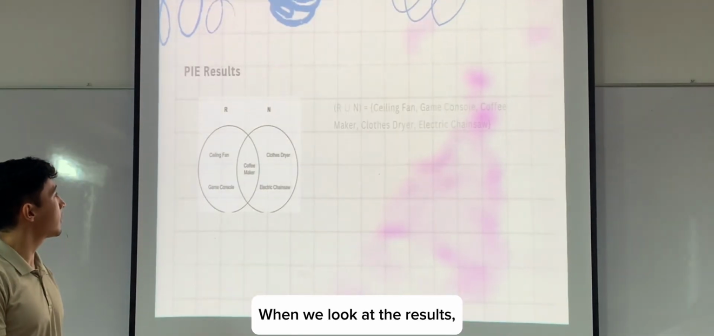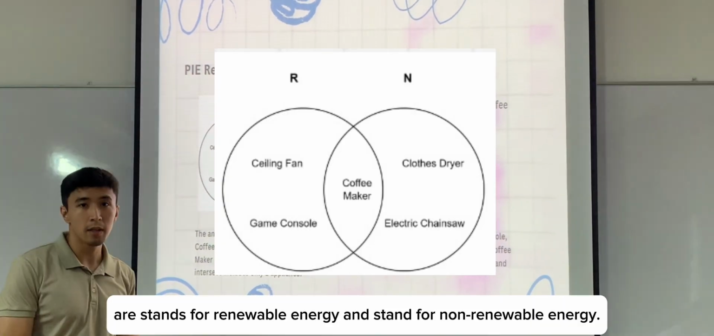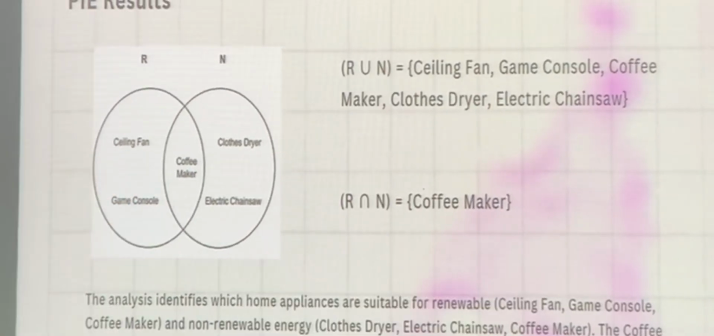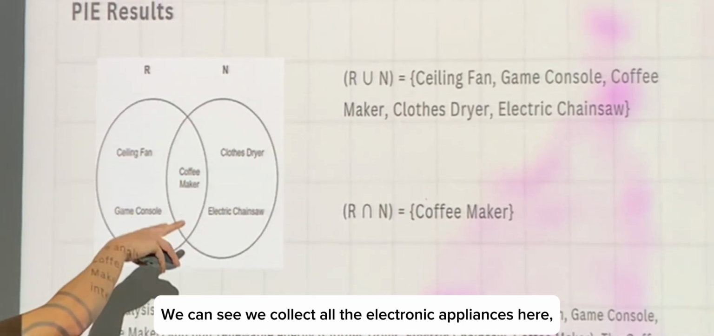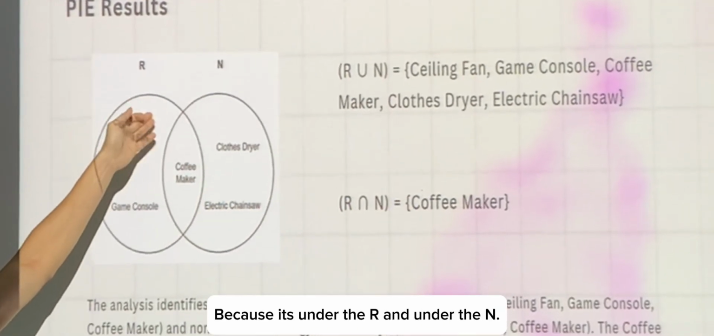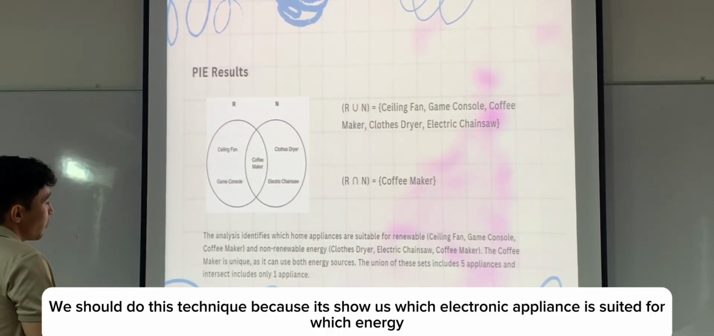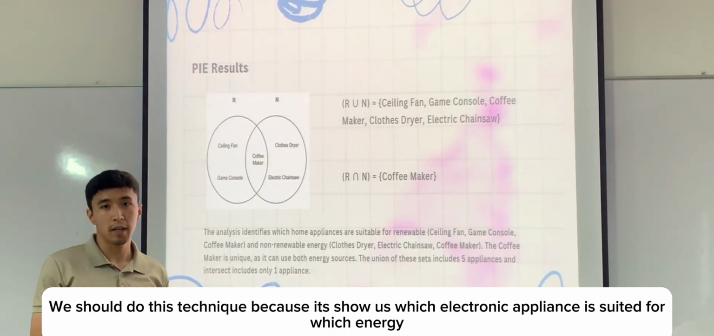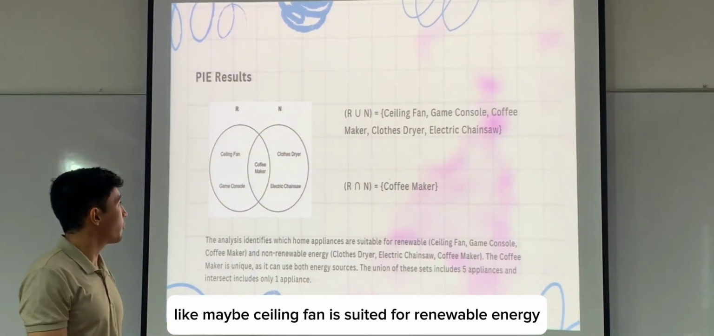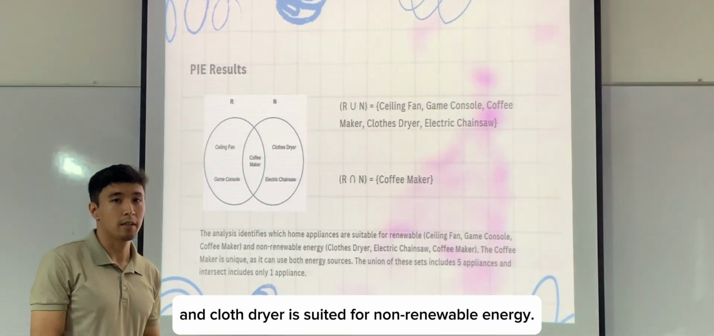When we look at the result part, we can see two sets, R and N. R stands for renewable and N stands for non-renewable energy. When we look at the union technique, we can see we collected all the electronic appliances here, and the intersection is only the coffee maker because it is under R and under N. So the conclusion is that we use this technique because it shows us which electronic appliance is suited for which energy. Like maybe the ceiling fan is suited for renewable energy and the clothes dryer is suited for non-renewable energy.